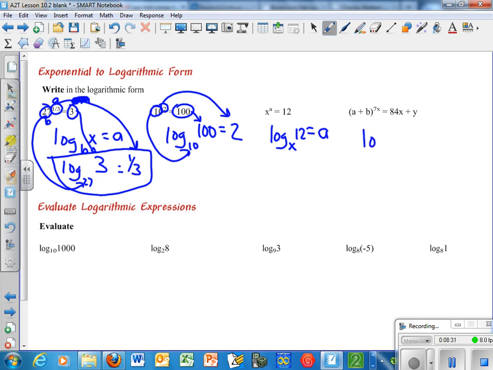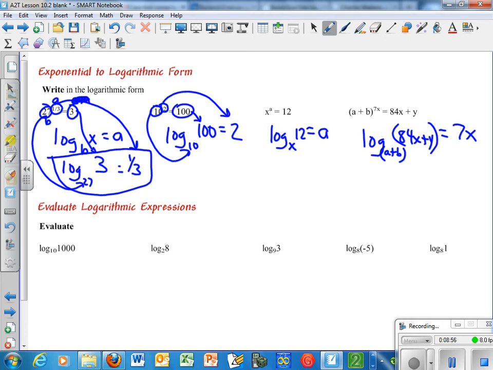This would be the log of base a plus b, and you can put parentheses around it if you want to there, of 84x plus y. Now that has two terms, so that must have parentheses, and I think it's maybe a good idea to put it on the base there too, equals the power, which is 7x. So all I'm doing is going from exponential to logarithmic form there.